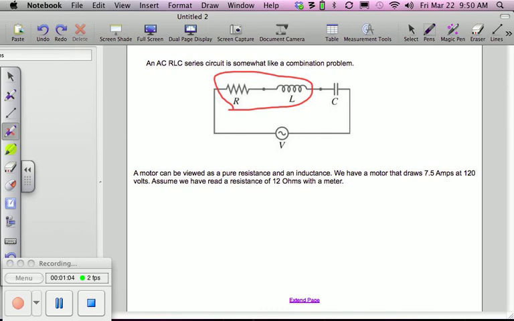Now, how do I get this over here? Where are my slides?